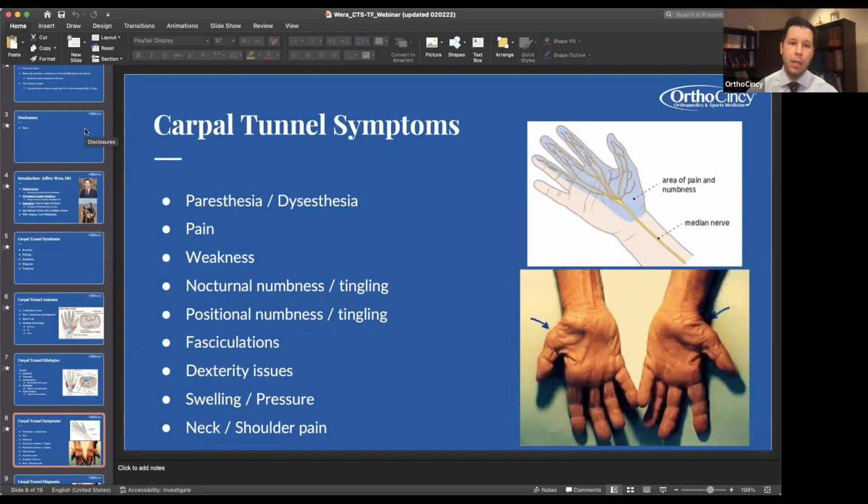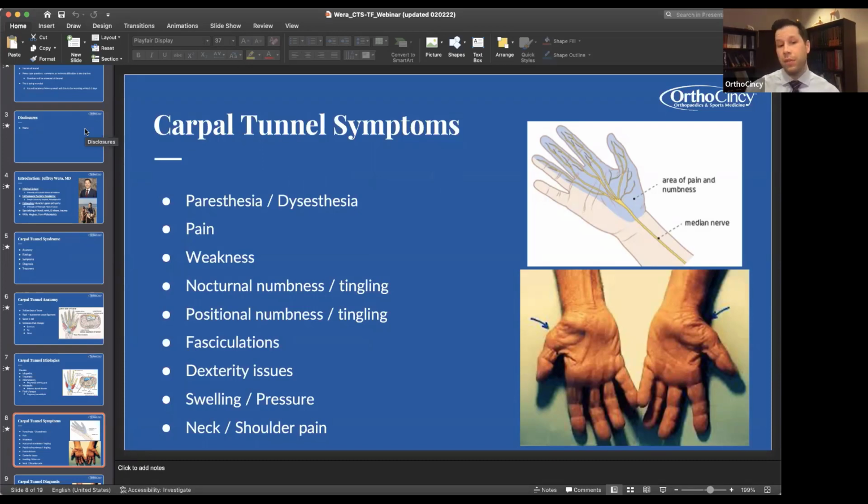Weakness, difficulty with finger dexterity, grasping objects, nighttime numbness and tingling that wakes you up at night is an extremely common complaint that we hear. Positional numbness and tingling, such as driving long distances with your wrist extended, that can cause the symptoms. And then at nighttime, a lot of people sleep with their wrists flexed, and that can also increase the pressure within the carpal tunnel, causing the symptoms. Again, dexterity issues, and then swelling and pressure.